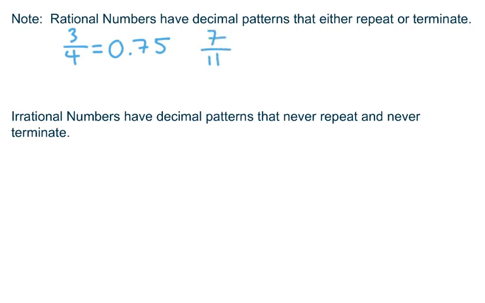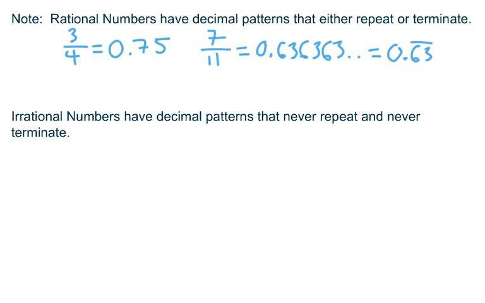7 over 11, that's a rational number. If we looked at its decimal pattern, it looks like this, 0.636363, and that continues on and on and on forever. That's what we mean by a repeating pattern. Sometimes we write that by putting a bar over just the part that repeats. So 0.636363 going on and on and on can be written as 0.63 with a bar over it.